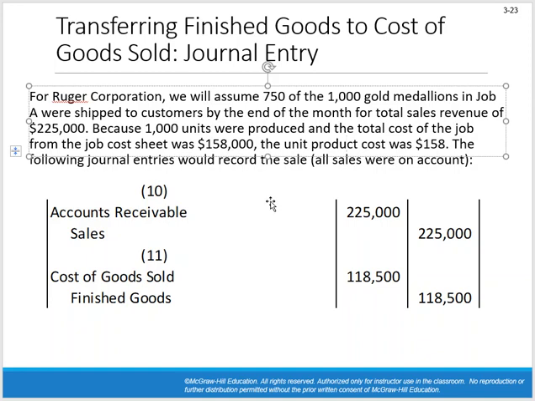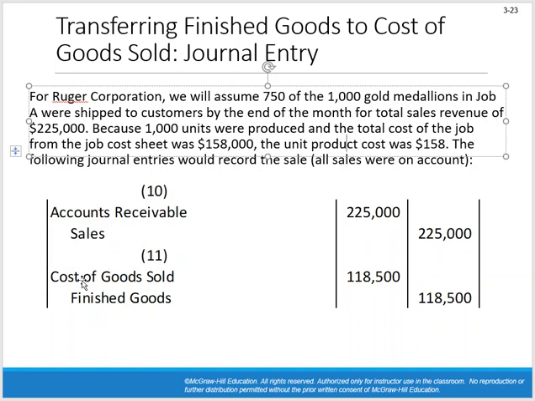So when we make the sale, we do A and then B. So part A is where we recognize the sale and the payment method. And when I say payment method, I mean cash or accounts receivable. So in this case, we're debiting accounts receivable for $225,000, and then we're crediting sales revenue $225,000.